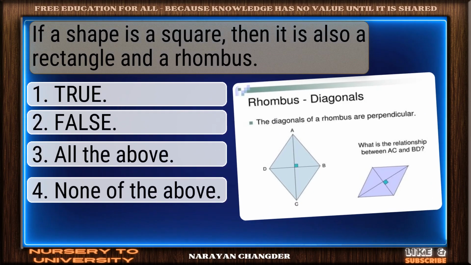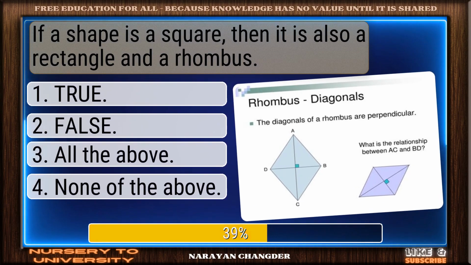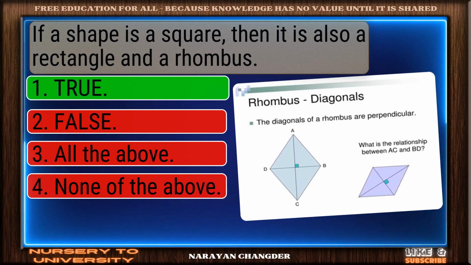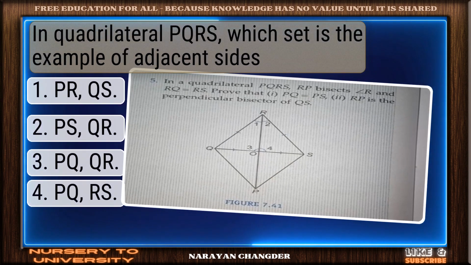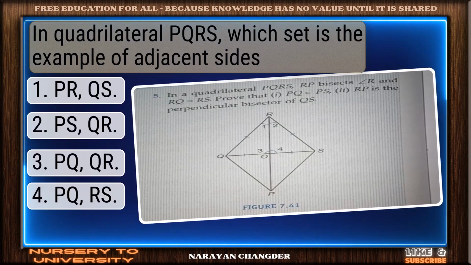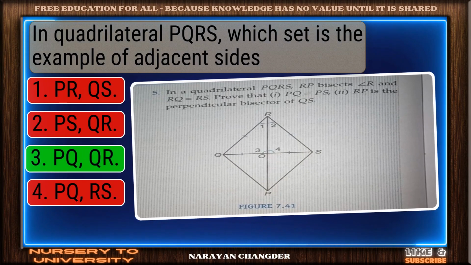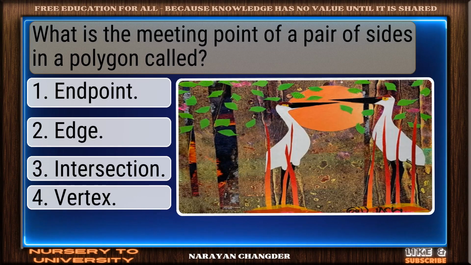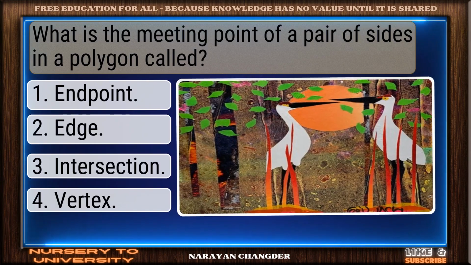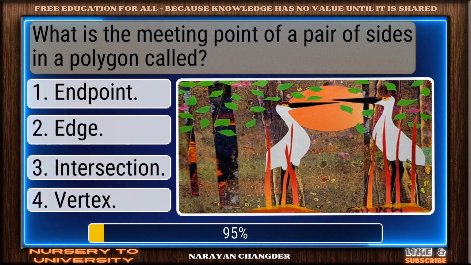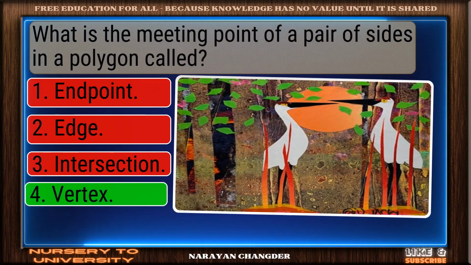If a shape is a square, then it is also a rectangle and a rhombus. Bravo! True is the answer. In quadrilateral PQRS, which set is the example of adjacent sides? Right again. PQ, QR is a valid answer. What is the meeting point of a pair of sides in a polygon called? Correct response. Vertex is the most accurate answer.